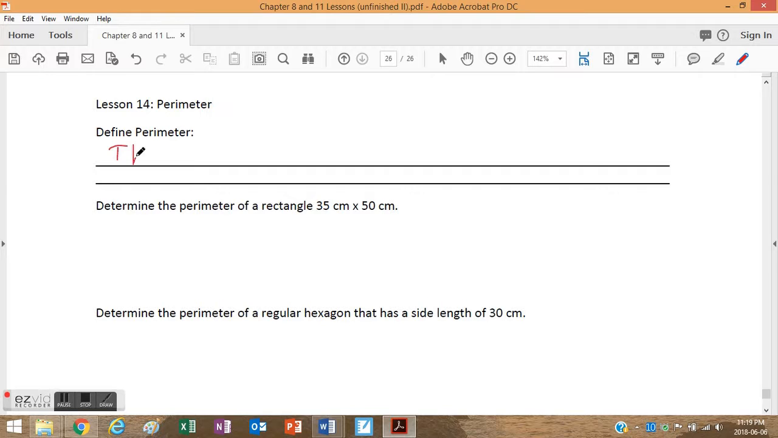The distance around the outside of something.